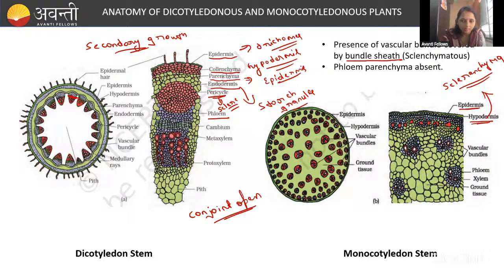Okay, bundle sheath that is consisting of the sclerenchyma. Bundle sheath is covered by the sclerenchyma. Okay. And the parenchyma is absent in the monocotyledon stem. Remember, the only thing you have to remember here is vascular bundle is scattered and the hypodermis is made up of the sclerenchyma and the bundle sheath cell is there. That's it.